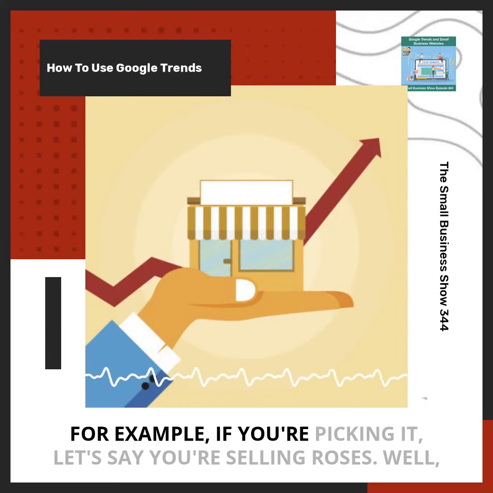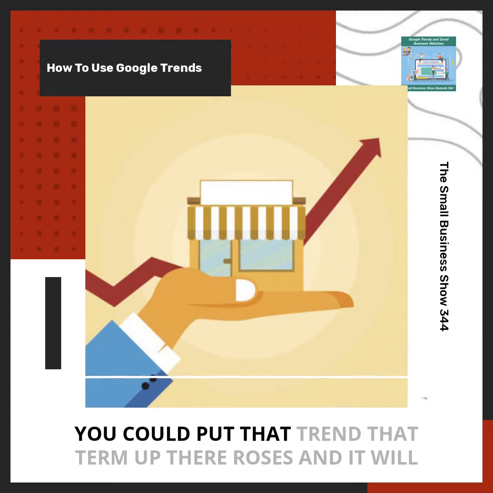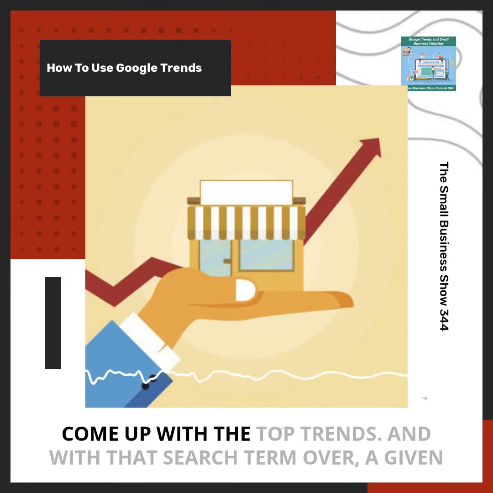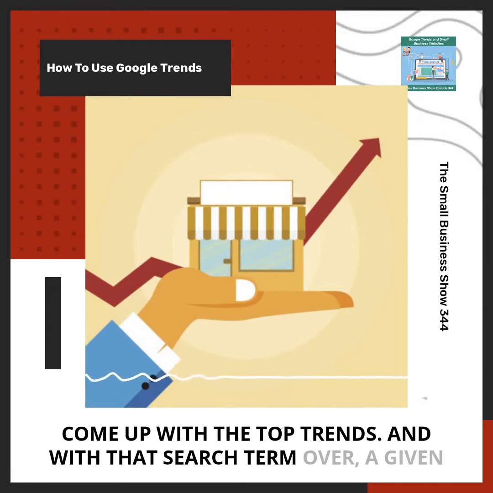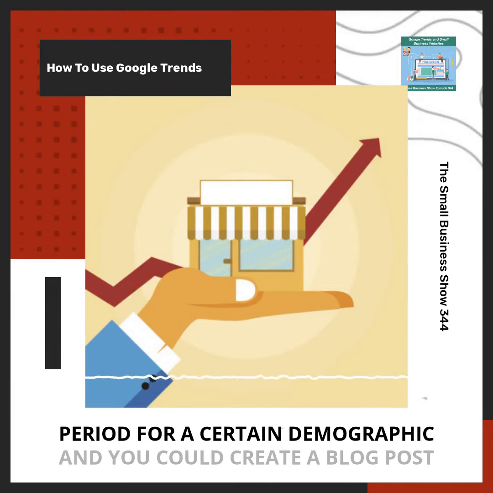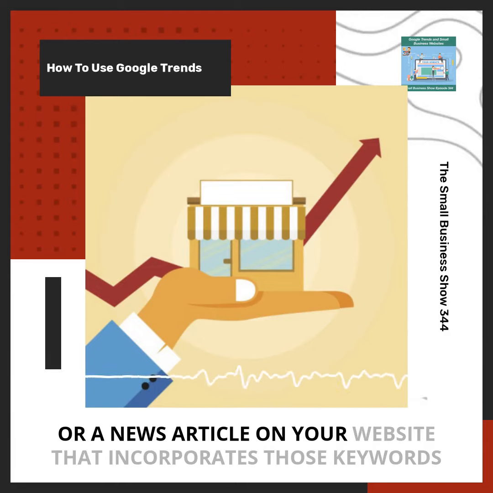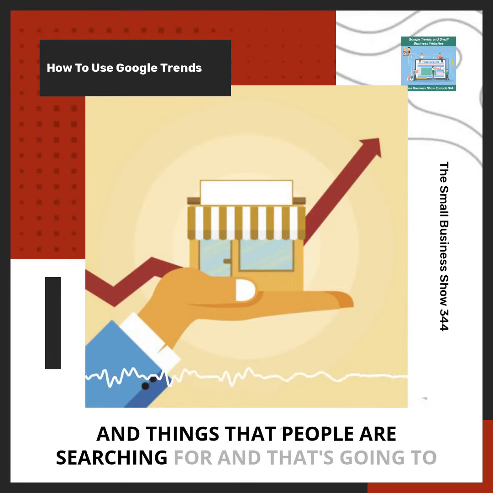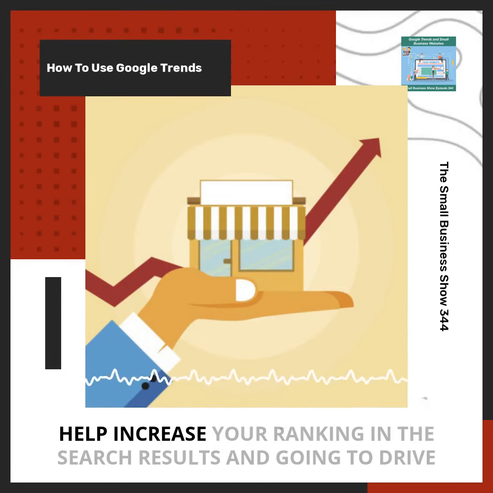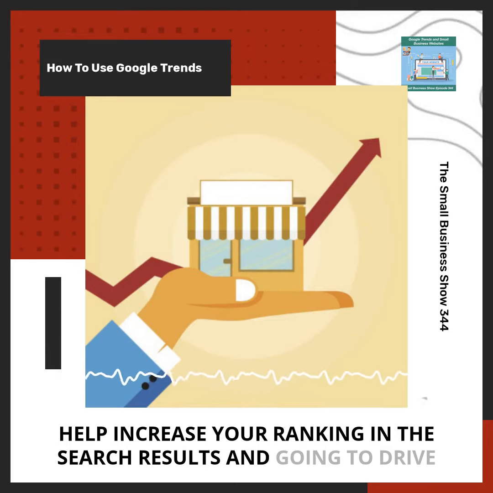For example, let's say you're selling roses. Well, you could put that term up there, roses, and it will come up with the top trends with that search term over a given period for a certain demographic. And you could create a blog post or a news article on your website that incorporates those keywords and things that people are searching for. And that's going to help increase your ranking in the search results, and it's going to drive more people to your website.